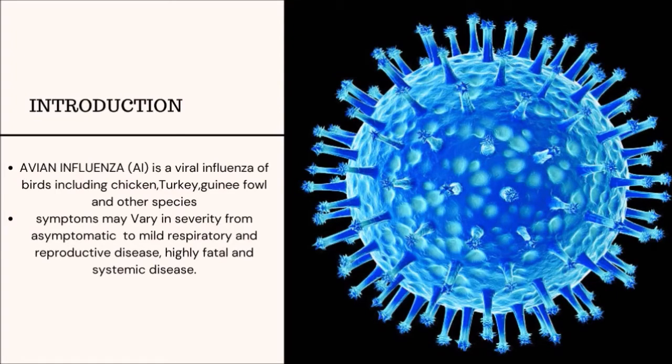Introduction. Avian influenza is a viral influenza of birds including chicken, turkey, guinea fowl and other species. Symptoms may vary in severity from asymptomatic to mild respiratory and reproductive disease, to highly fatal systemic disease.